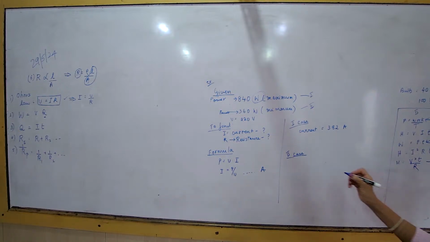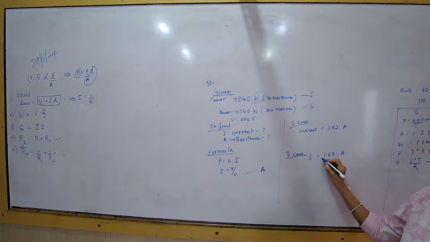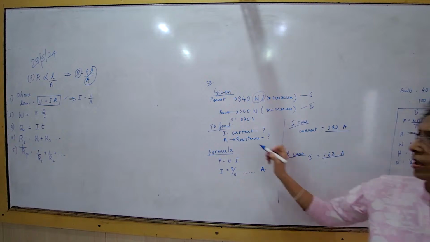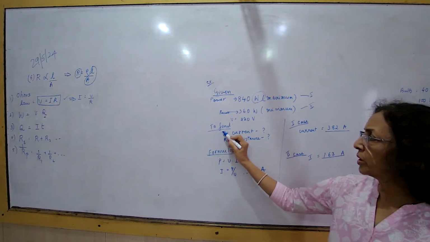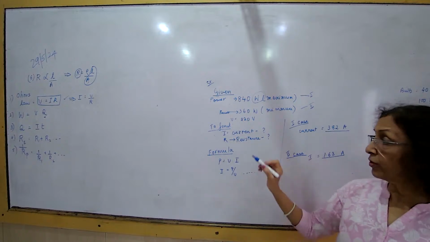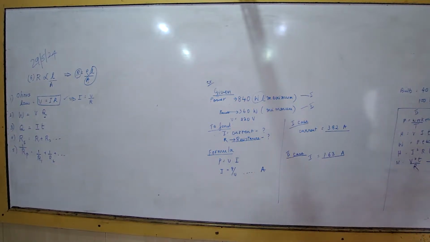So in the second case, how much is your current? 1.63. Once again, it is current, therefore your answer is in amperes. So if you look at the problem that they've asked you, you have found out the current in both the cases. What is the next thing that we have to find out? We have to find out resistance.